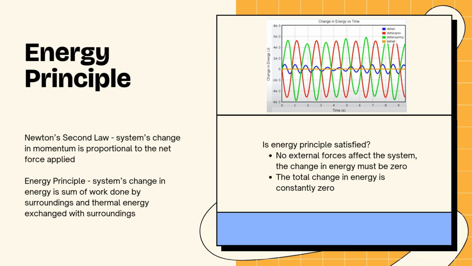Here, by looking at this graph, is the energy principle satisfied in our experiment? Yes, it is, because no external forces affect the system, and the change in energy must be 0, and you can see that it is 0 by this line here. The total change in energy is constantly 0, while the separate energies do vary. They always balance out to 0.